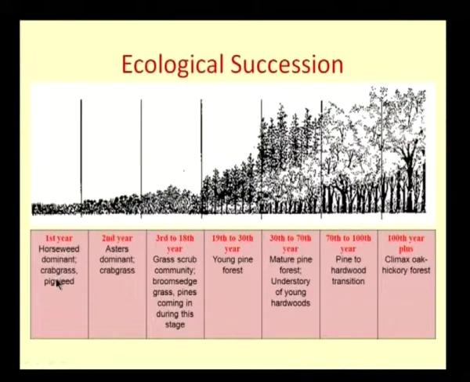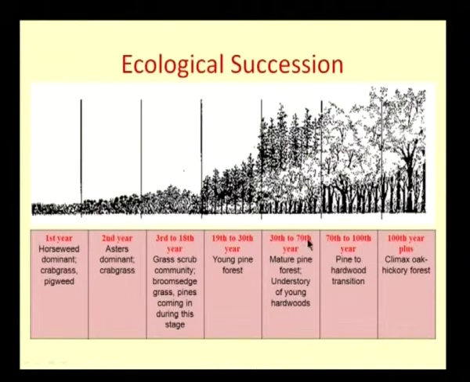So here in the first year you find some small horseweed dominant, then crabgrass and pigweed which actually colonize. So these are the pioneering colonizers in this region. In the second year you find asters become dominant and there is some crabgrass left. Then between the 3rd to 18th year it becomes a grass scrub community. Then you have broom sedge grass, pines are just coming in during this stage, and between the 19th to 30th year you find young pine forest.